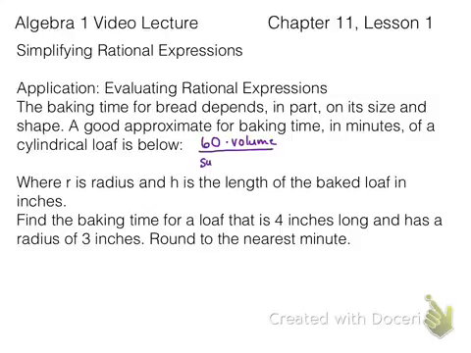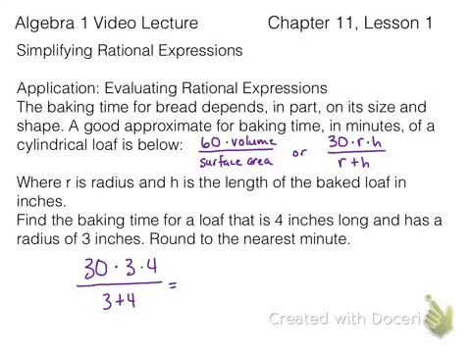Alright, bread. Evaluating rational expressions. The baking time for bread depends in part on its size and shape. A good approximate for baking time in minutes of a cylindrical loaf is below: 60 times the volume over the surface area, or 30 times r, which is the radius, times h, which is the height, over the radius plus the height. So let's find the baking time for a loaf that is 4 inches long and has a radius of 3 inches. And we're going to round to the nearest minute of baking time.